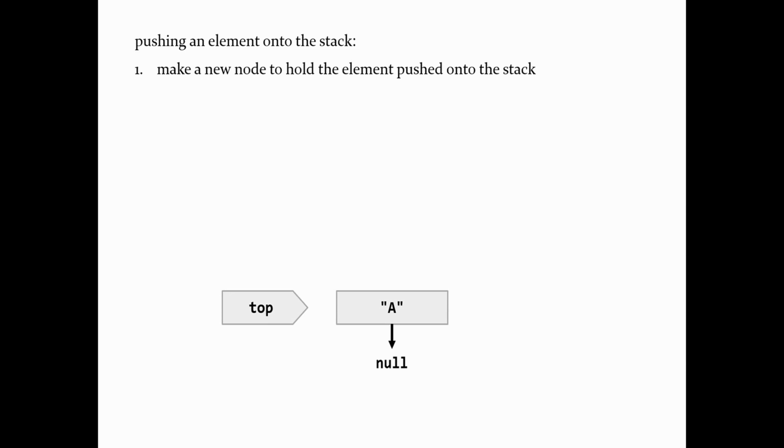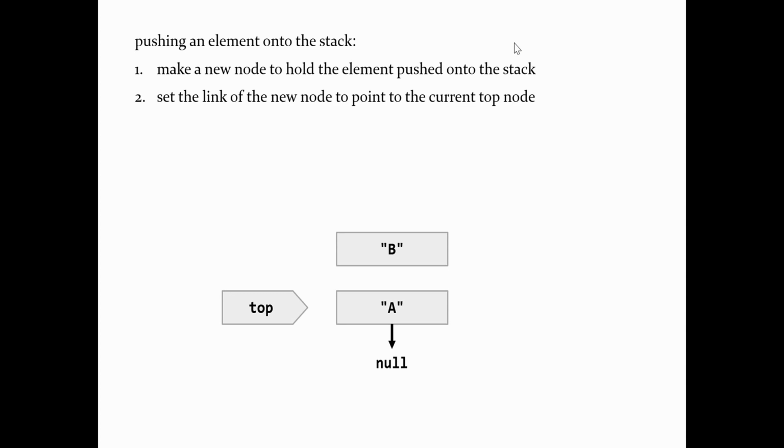If I want to push an element on top of the stack, I make a new node to hold the element that's being pushed onto the stack. So I make a new node, and I'm going to store the string B in that node. Now every node has a link in it, so I'm going to link that node to the old top of the stack. In other words, I'm going to link node B so that it has a link to this node here. This link is just a reference, so this node has a reference to the next node in the sequence. Remember, null means no object. The old top node has nothing after it, so we use null to indicate that there's nothing after that node.